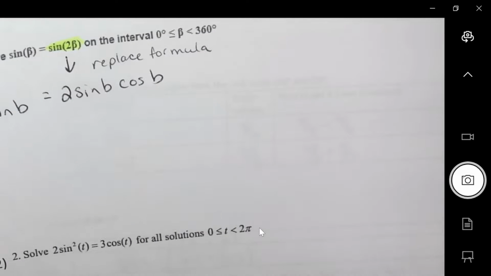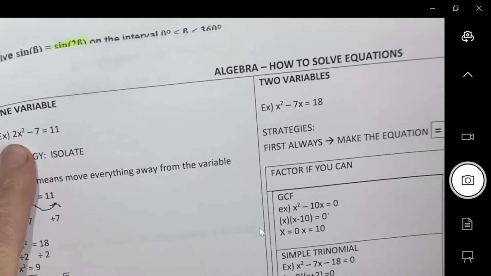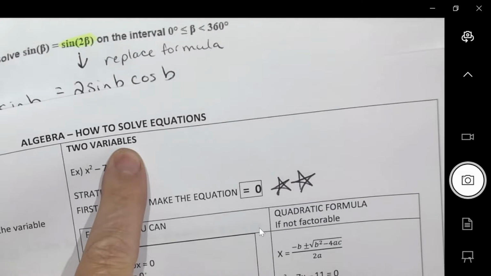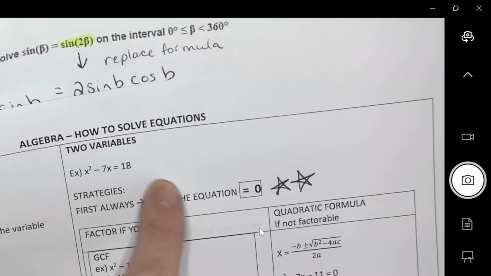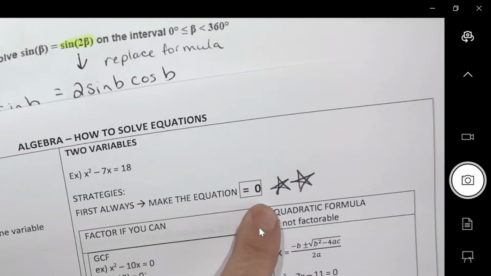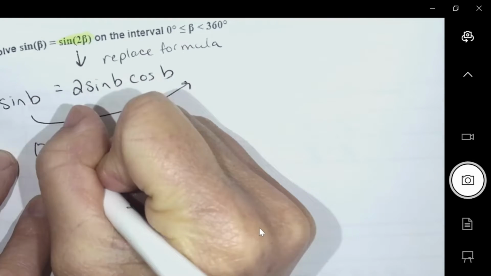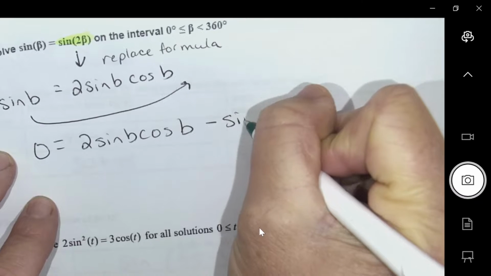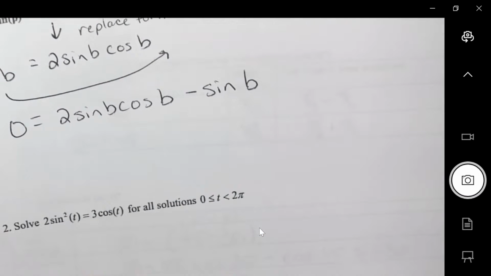That's it. Now everything we do is from our last unit. Okay, algebra branch. Do I have one variable? No, I have sine b's and cos b's. So I have 2 variables. What's the first thing you always do with 2 variables? What's the very first thing? Got to have it zeroed. Okay, so I'm going to move that. Okay, 2 variables, zeroed out.